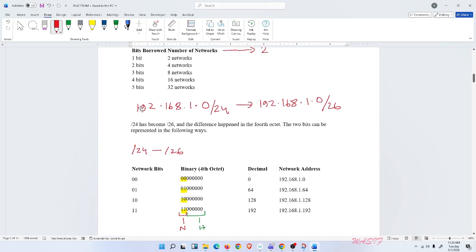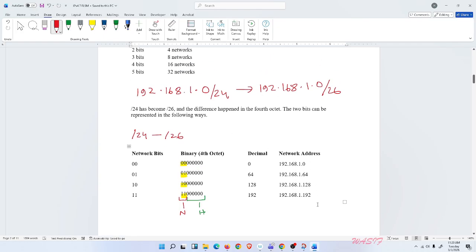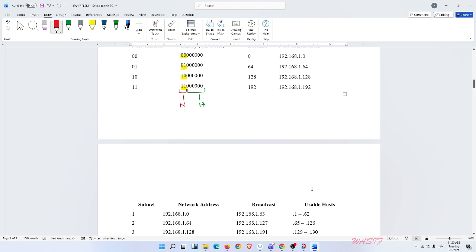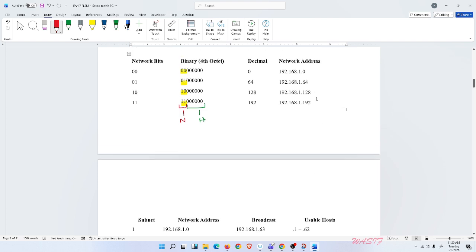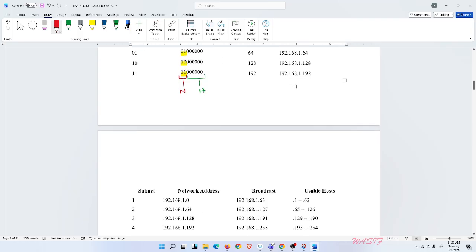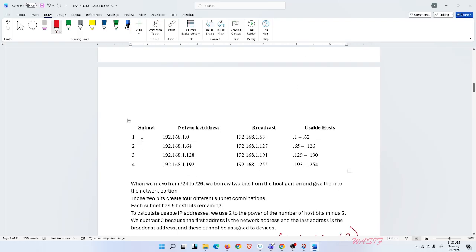So if you look at here, I divided this /24 into 4 equal networks: 0 to 64, 64 to 128, 128 to 192, into 4 equal networks. We are writing only the network address. Now look at here very carefully. For subnet 1, this is the network address, and this is the broadcast address. These are the usable hosts. For subnet 2, this is the network address, this is the broadcast address. In between you have the usable hosts. For subnet 3, this is the network address, this is the broadcast address, these are the usable.